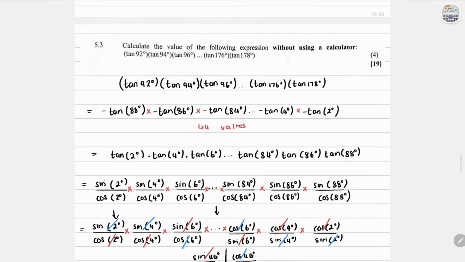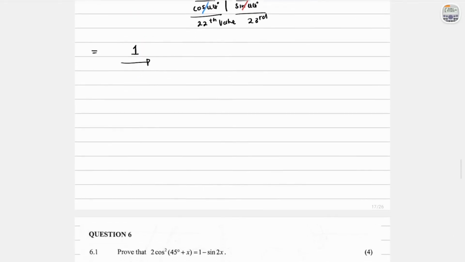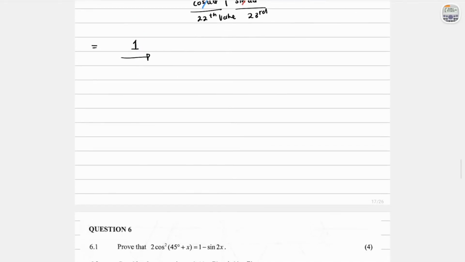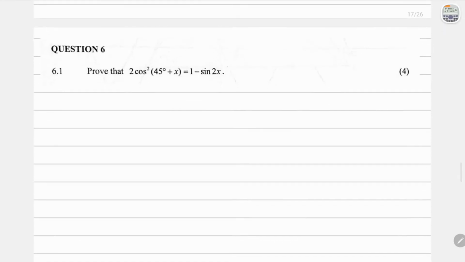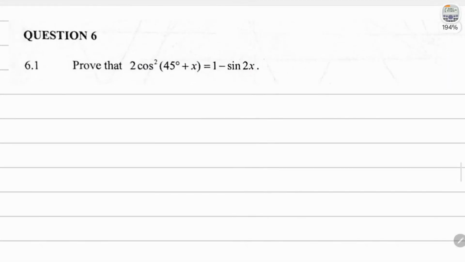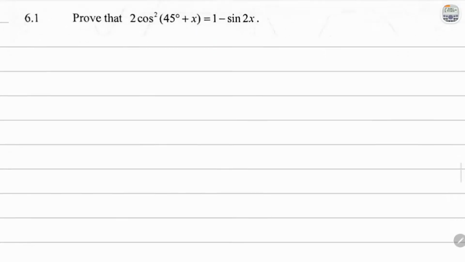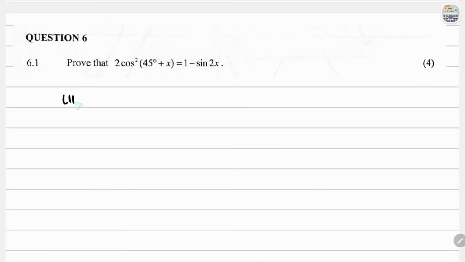Okay, so that is it for question 5 in trigonometry. And then we move on to question 6. Question 6.1 says, prove that, and we have this. So you have to prove that 2 cos squared (45 degrees plus x) is equal to 1 minus sine 2x. From this, you can see that the side that we actually have more to work with would be the left-hand side. So we'll say left-hand side and we'll just rewrite this.